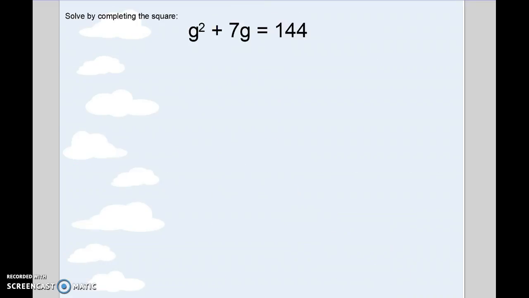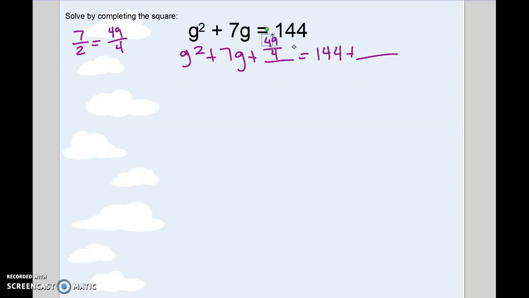Okay, let's look at this example. The 144 is already moved over, so all I have to do is go ahead and make my space for my new c. Now, if I take half of the middle term and I square it, I'm going to end up with a fraction. And that's okay. I can have a fraction. I'm going to put that into my blanks. And then I'm going to factor. And since I know this is going to be the square root of this number, I'm just going to use what it was before I squared it, which is 7 over 2. Because that's what makes it a perfect square trinomial.